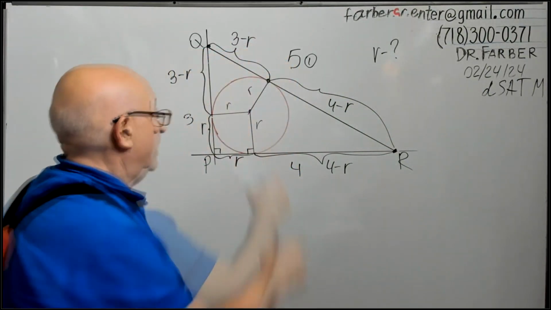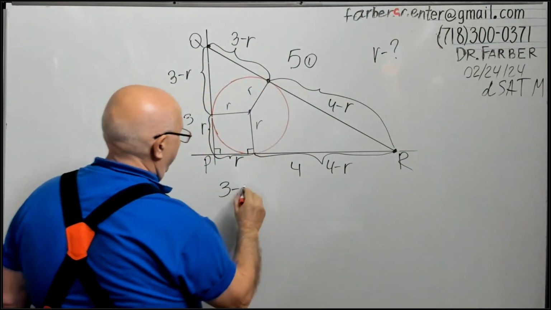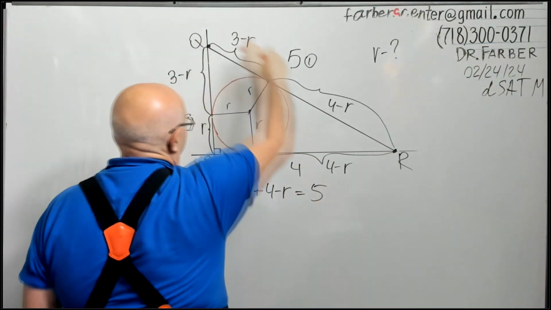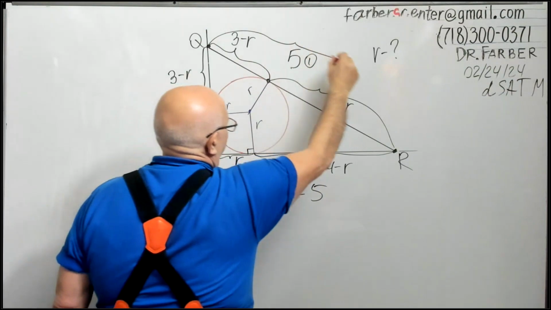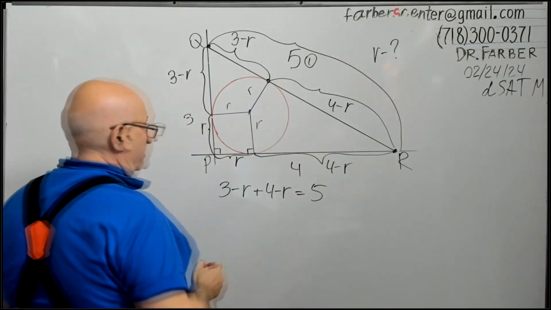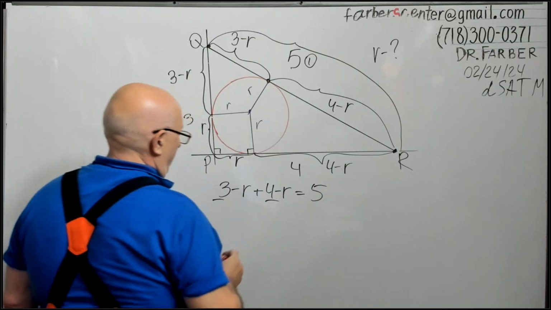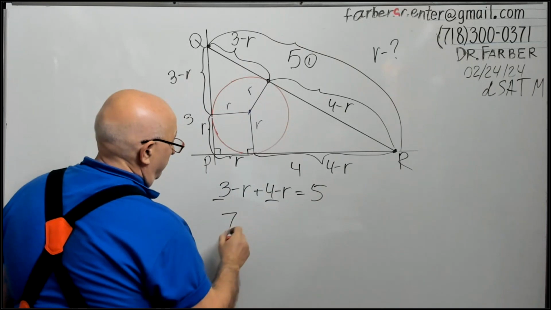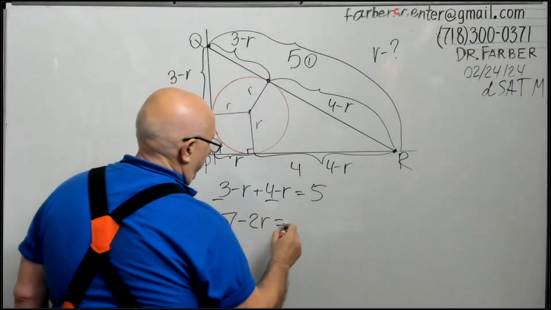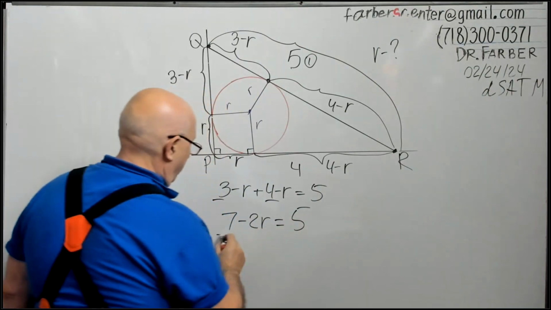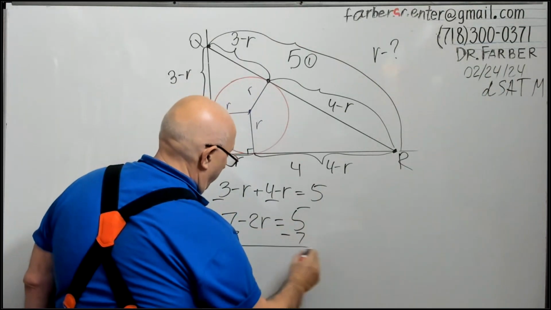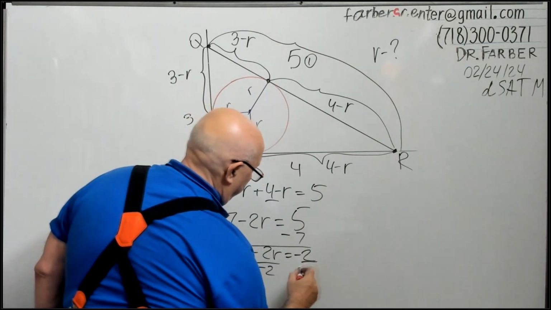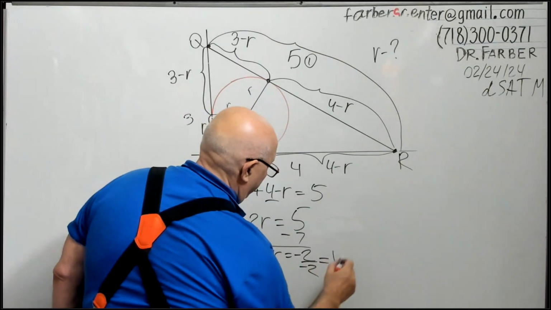From another side, if I add this segment, 3 minus r, plus 4 minus r, I will get 5, because this is the length of this segment. Combine like terms, you will get 3 plus 4, 7, minus 2r equals 5. Minus 7, minus 7. Negative 2r equals negative 2. Divide both sides by negative 2. R equals 1.